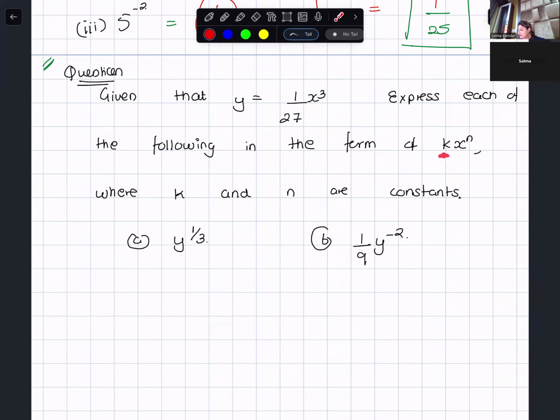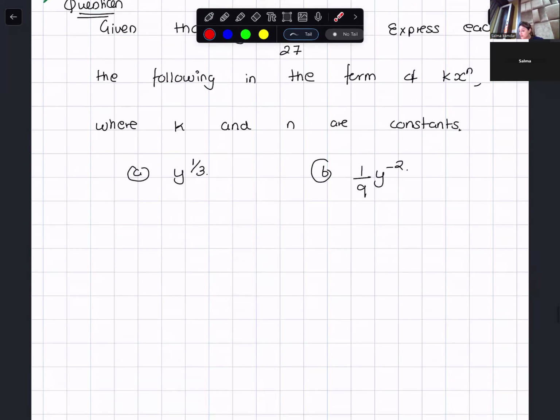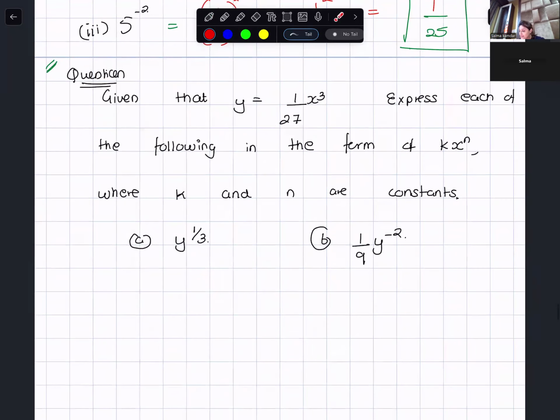Express in the following: k x to the power n, where k is a constant and n is a constant, and you are given y is 1 by 3. When you have sums like this, the only thing that you do is you substitute the value of y into your equation. So I have 1 over 1 by 3. What is the value of y?